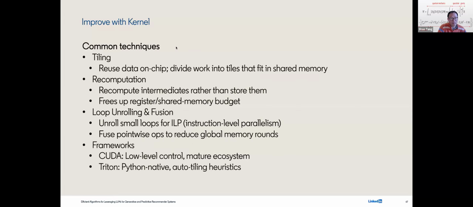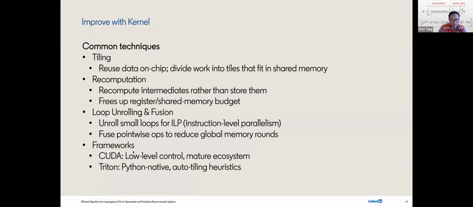Some of the common techniques include tiling, reusing data on chip, and basically optimizing the usage of shared memory instead of global memory. We can also do recomputation, recomputing intermediates rather than storing them, and this is supported by a lot of benchmarks. And then we can do loop unrolling and fusion.